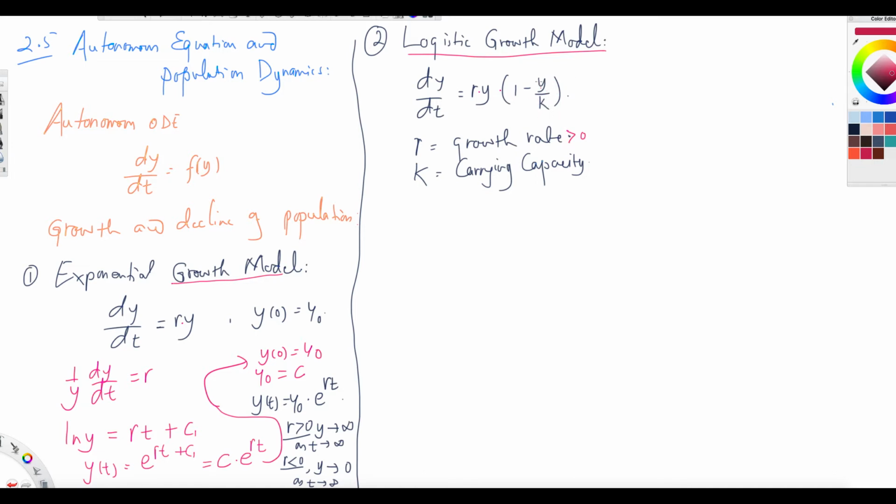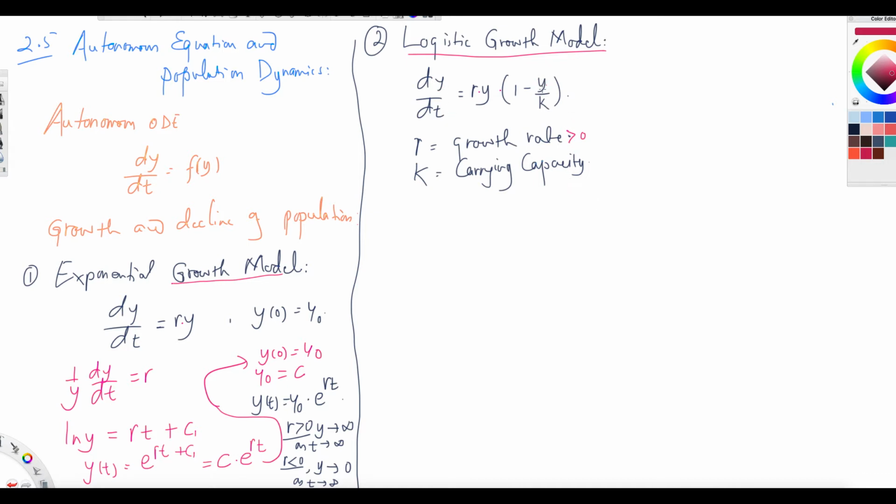So if y is the population, and the population is greater than k, meaning there is more population than the resources allow, then this fraction y over k will be greater than 1. So 1 minus something greater than 1 will be negative, right? r is positive, y is positive, but this factor gives a negative number, meaning the rate of change, the derivative, will be negative, meaning the population will decay, right?